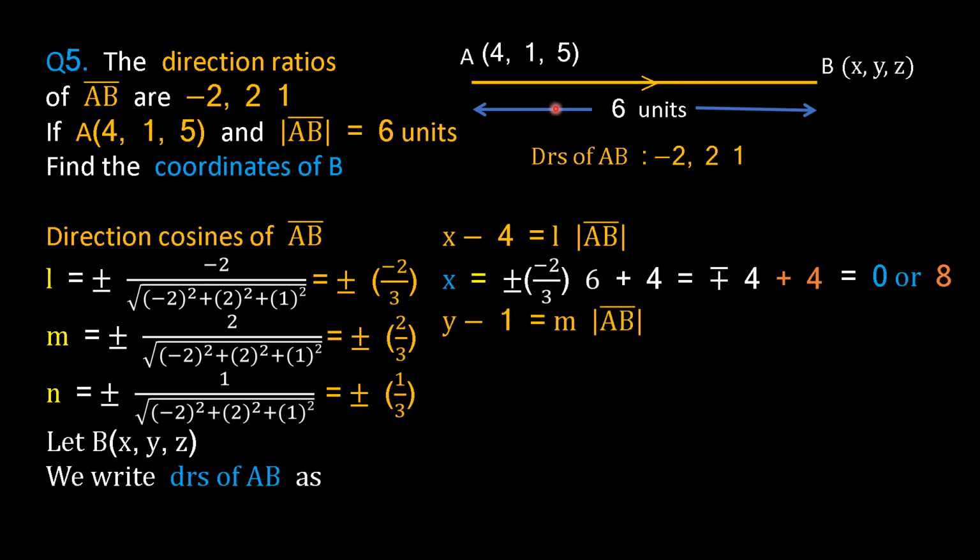y minus 1 will be m times mod AB bar. That will be y equals plus minus 2 by 3 times 6 plus 1. 3 2s are 6, 2 2s are 4, so it will be plus minus 4 plus 1. So that will be either 5 or minus 3.